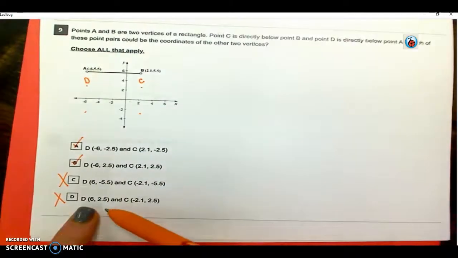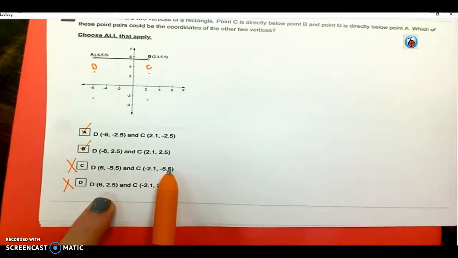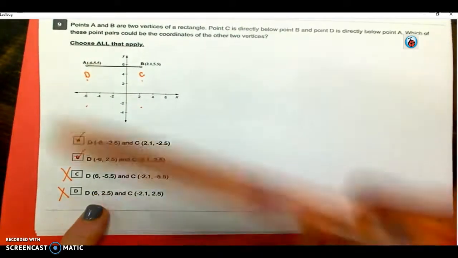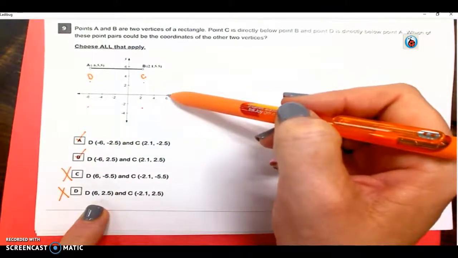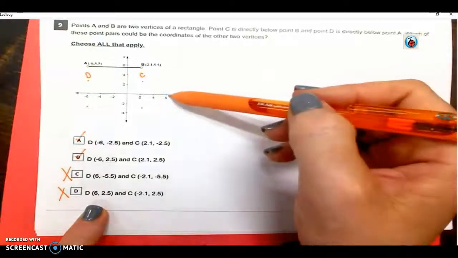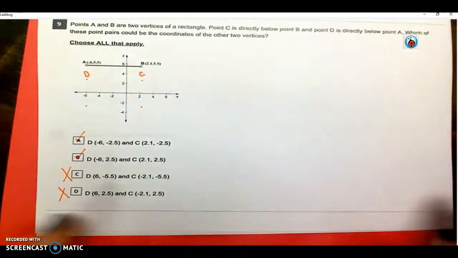And then here again, it's the same thing. So we don't even really have to go any further looking at the rest of them. But again, D being positive 6, that would not put it directly under A. It's going to be over here, way out here and on the side with B. So that's why these would not work.